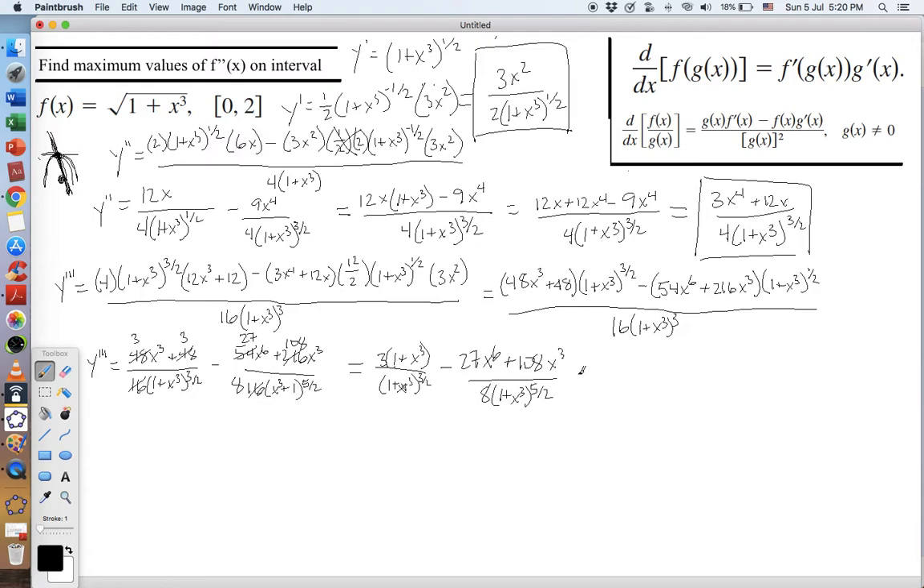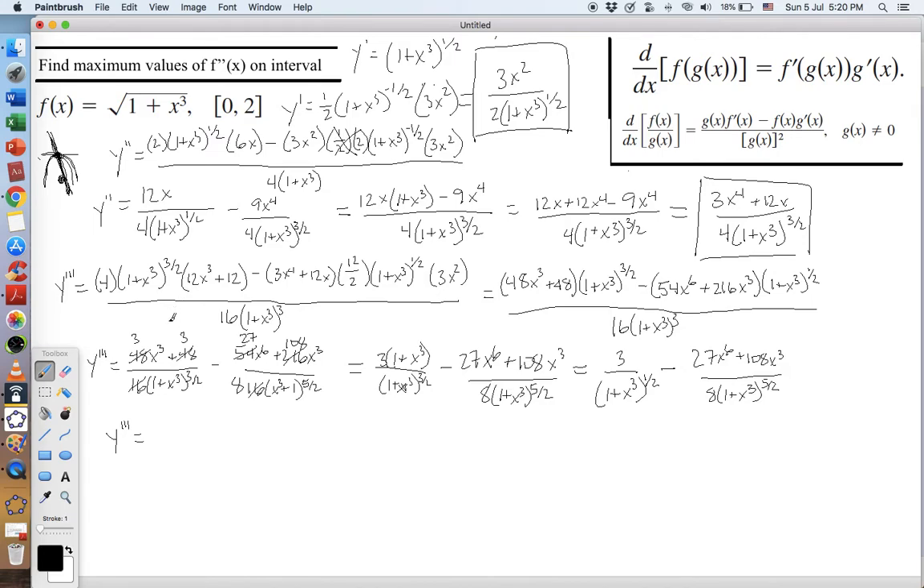Continuing the factor, we're going to put this down on the bottom. So we got 3 over 1 plus x cubed raised to the power of 3 halves minus 2 halves is equal to 1 half. And then we're going to subtract from that the same thing: 27x to the 6th plus 108x cubed all over 8 times 1 plus x cubed raised to the power of 5 halves. And continuing to factor and simplify.